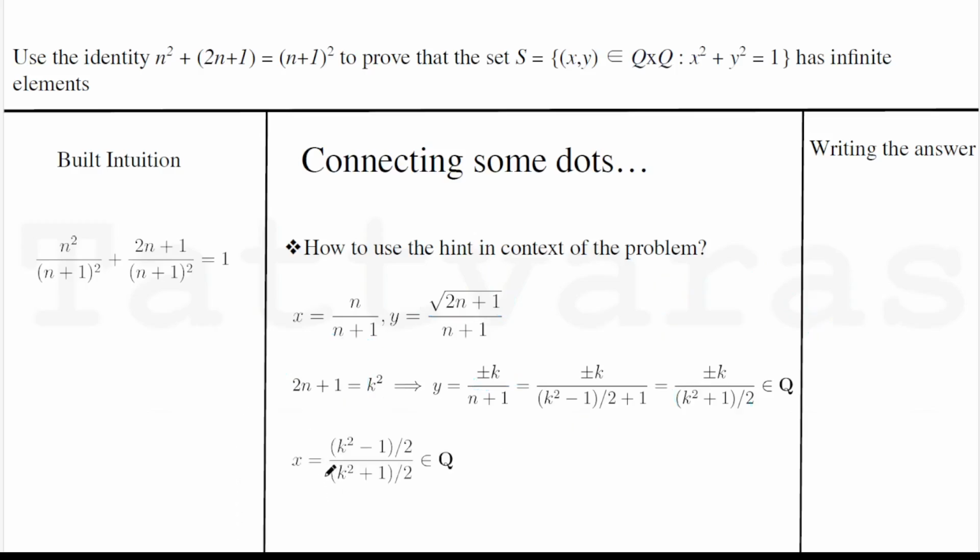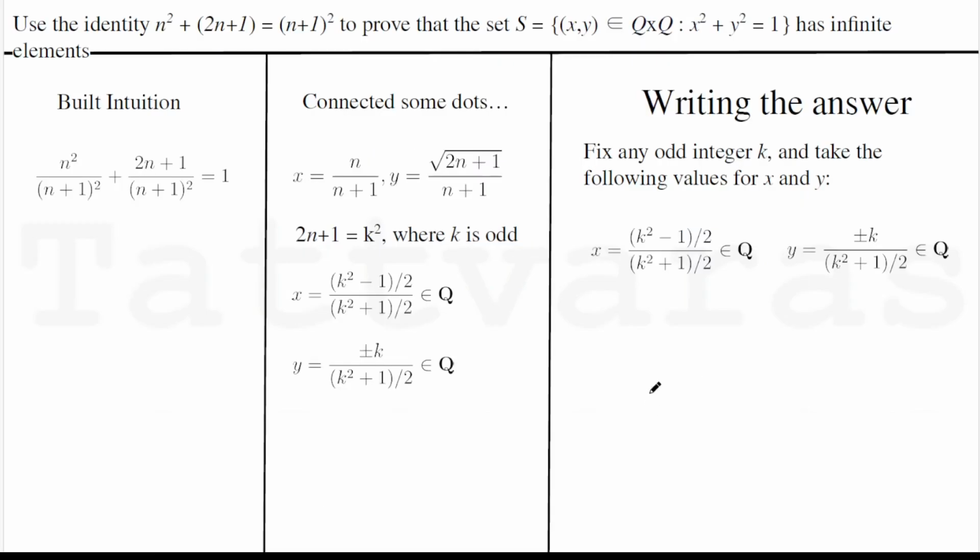Similarly, if we look at x, then substituting n and n plus 1, we would get this and this. And because we chose k to be an odd integer, k square minus 1 and k square plus 1 both are even. And if you divide both of them by 2, they are again some integer. And that's it. Now, how to write things? Exactly write what we did.